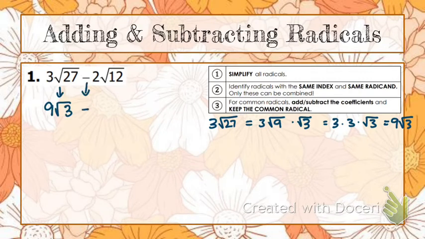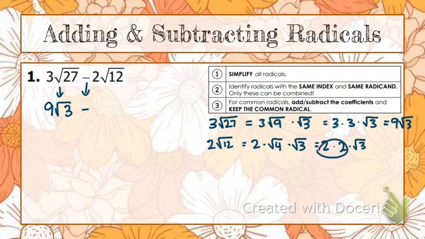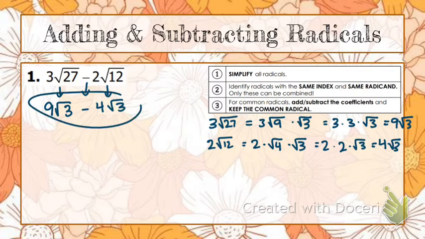We bring down the operation, and then we're going to take care of 2 square root of 12. So 2 square root of 12 can be broken down into 2 times the square root of 4 times the square root of 3 because 4 is the largest perfect square that goes evenly into 12. And it goes into 12 3 times. This will reduce to 2 times the square root of 3. And 2 times 2 is 4. So completely simplified, this is going to equal 4 square root of 3. So we put that in place of 2 square root of 12. This is our new expression. And so we've simplified all radicals.